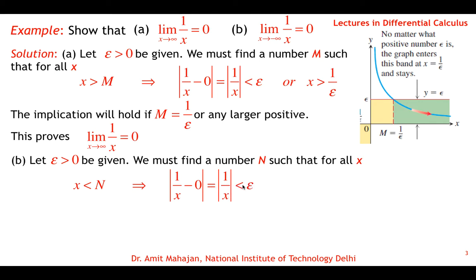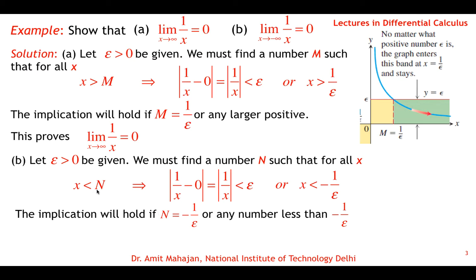This 1 by x less than epsilon we used before because we were moving to plus infinity. If we are moving to the left hand side, then I will use the inequality that minus epsilon is less than 1 by x, and that will immediately give me that x will be less than minus 1 by epsilon. If I compare these two, I can choose n to be minus 1 by epsilon or any smaller number. Both will hold simultaneously, so immediately I have the result that limit x tends to minus infinity of 1 by x must be 0.